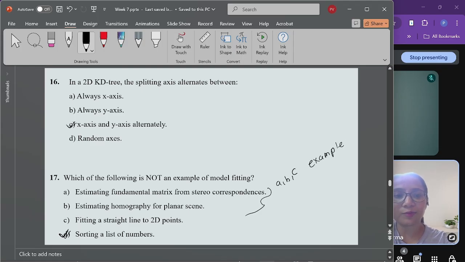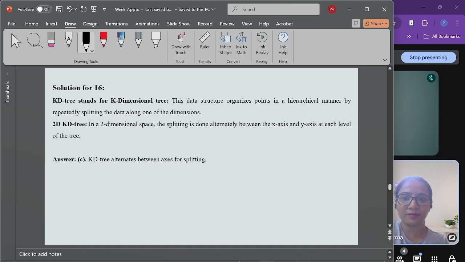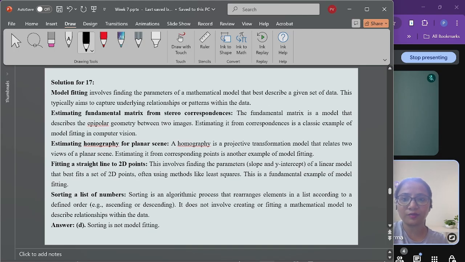We have solved many questions on that. Model fitting. So option D is the only correct one. I have given a detailed solution in the next two slides, so you can see it in the later part.